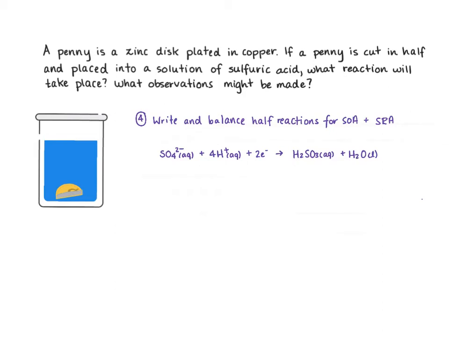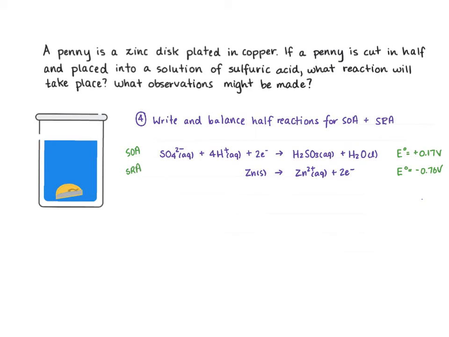Our strongest reducing agent is zinc. Zinc starts as a solid, and it forms zinc 2+ by losing 2 electrons. I'm going to quickly just write the E naught values for these two reactions. We're going to use that in the next step. So our E naught for this reaction is positive 0.17 volts. That's the reduction potential. And our E naught for this reaction is negative 0.76 volts. And this is our SOA and our SRA.